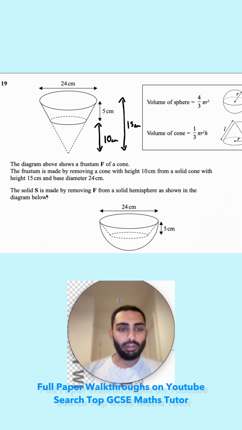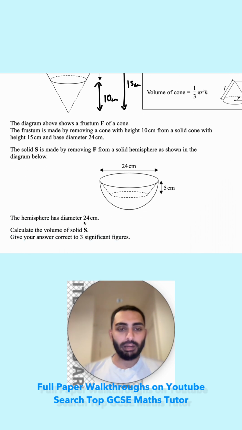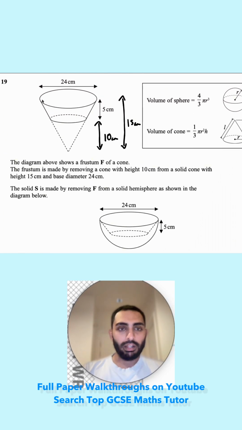The solid S is made by removing F from a solid hemisphere as shown in the diagram below. So we've got this hemisphere and they've got this frustum and they've removed this frustum from this hemisphere. The hemisphere has a diameter of 24 centimeters, that's already on. Calculate the volume of solid S. Give your answer correct to 3 significant figures. Let's first concentrate on finding the volume of this frustum.